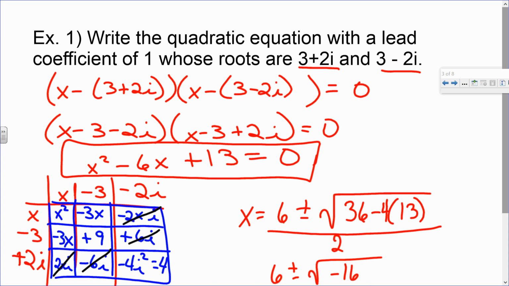So any questions there? If it says write the quadratic equation, these are the complex roots, you've got to do the parentheses, parentheses equals 0, and FOIL things out.